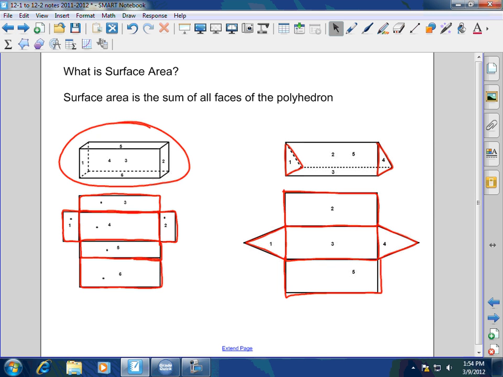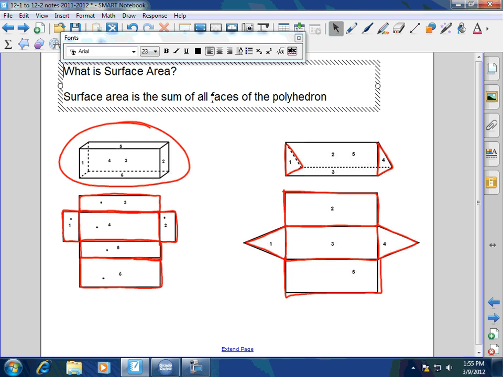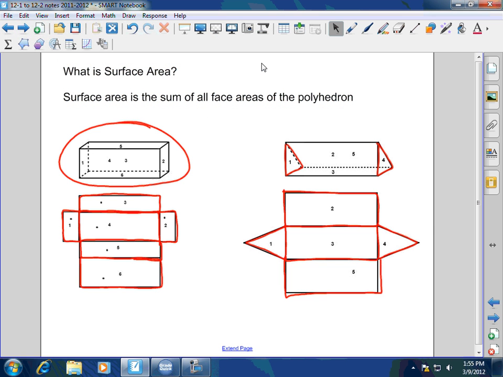Surface area is the sum of the areas of all the faces of the polyhedron. Yes, sir? Is it possible to have a rhombus as a base? Absolutely. Absolutely. And I found one mistake here. Surface area is the sum of all face areas of the polyhedron. Okay. So now, that's what surface area is.